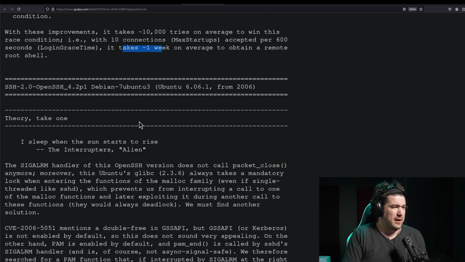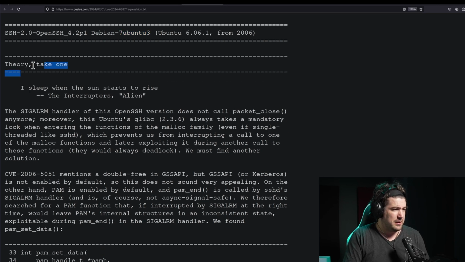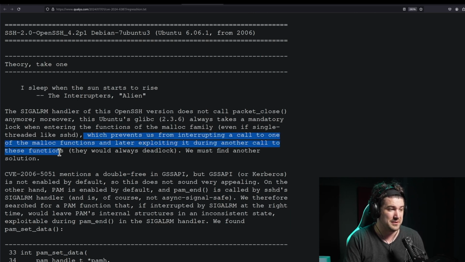All right. So this is moving to the Ubuntu version. Theory, take 1. The SIGTERM handler of this OpenSSH version does not call packet_close anymore. However, this Ubuntu's glibc always takes a mandatory lock when entering the functions of the malloc family, even if single-threaded like SSHD, which prevents us from interrupting a call to one of the malloc functions and later exploiting it during another call to these functions.